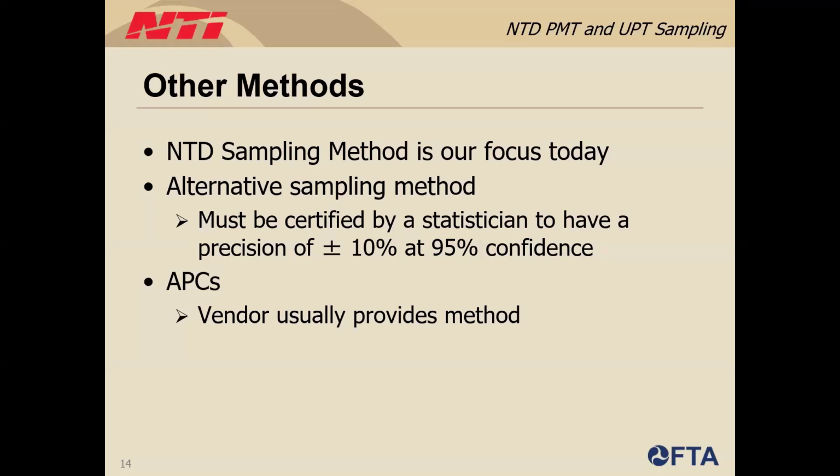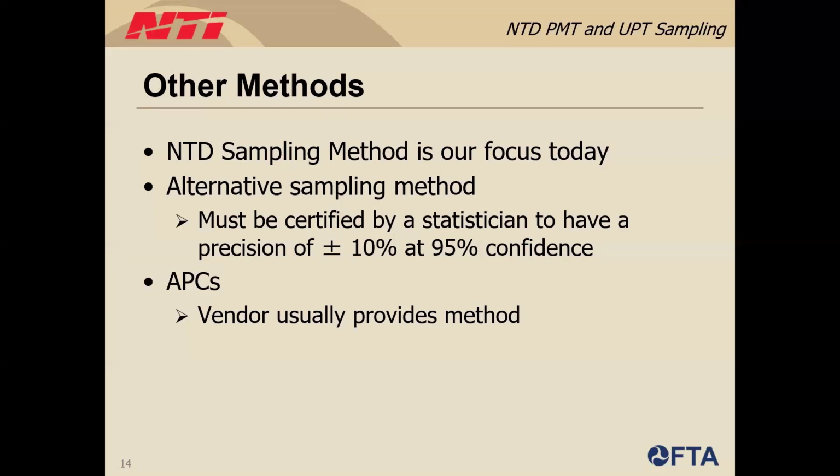And our requirement to use another sampling method is that it must estimate PMT with a precision of plus or minus 10% at a 95% confidence level. And a statistician must certify that it meets those standards in order to report it as an alternative sampling method. The statistician can be anyone that your agency has determined is able to do that precision and confidence calculation.